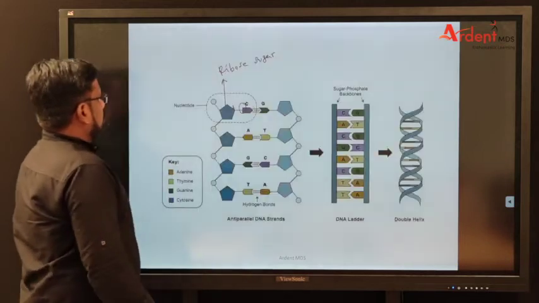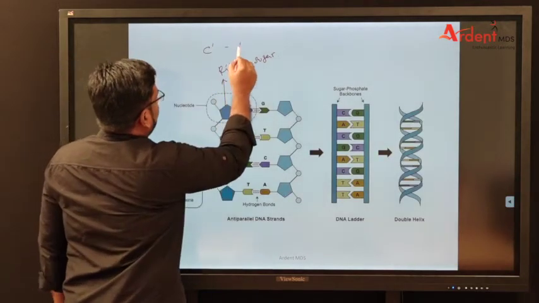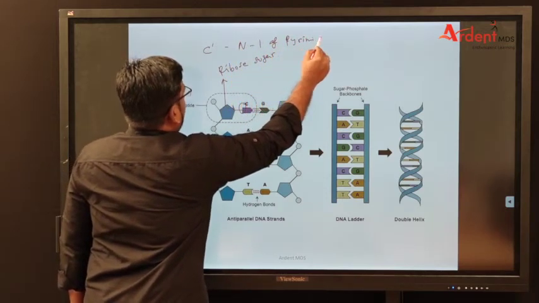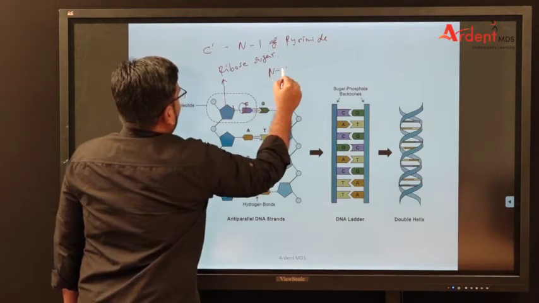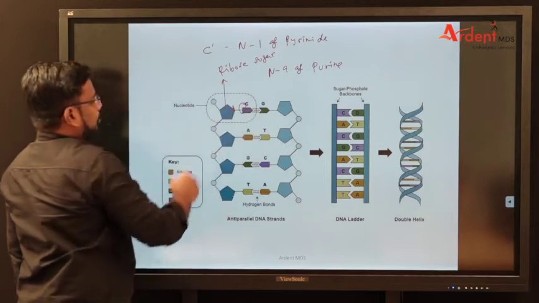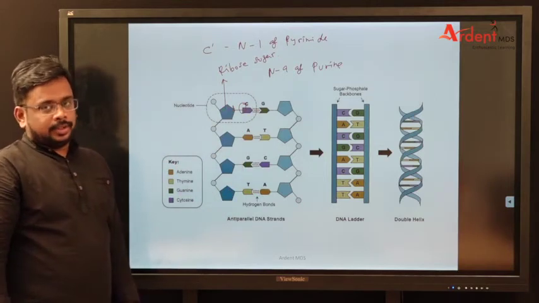The C1 of the ribose sugar joins with N1 of the pyrimidine or N9 of the purine. So these are the things which you have to know. And what is this bond called? This bond is the glycosidic bond.